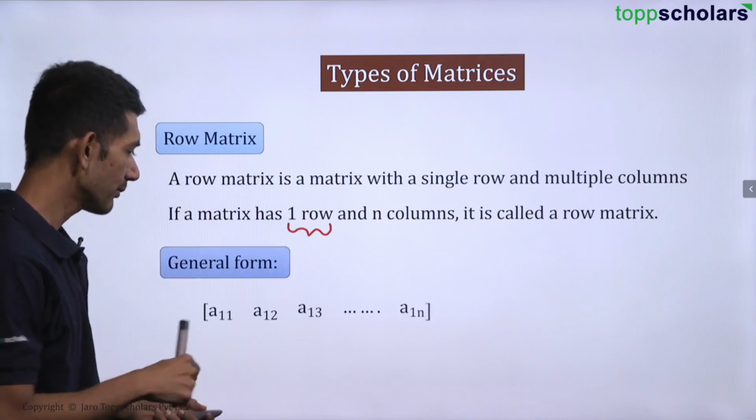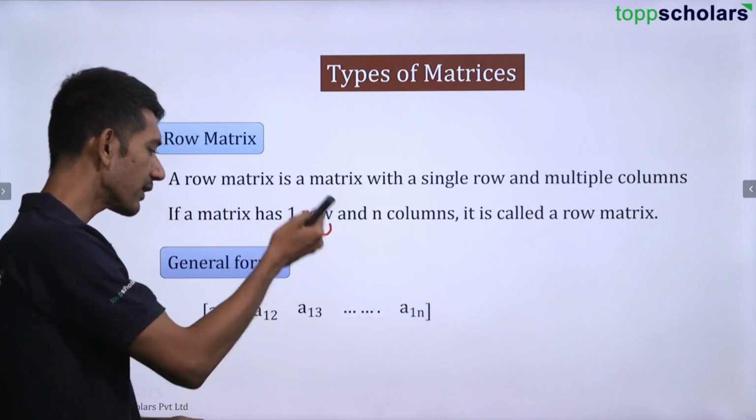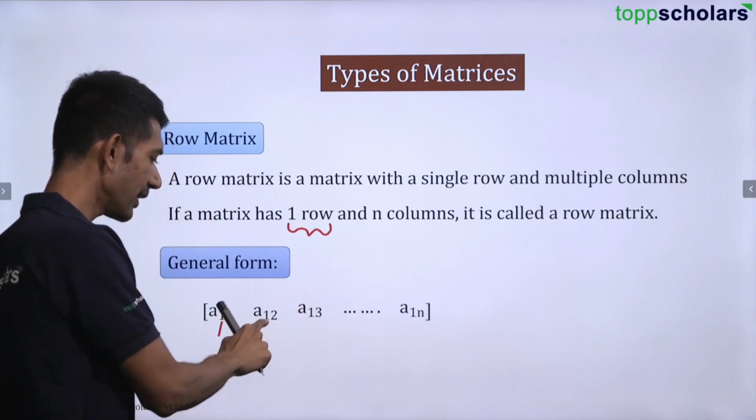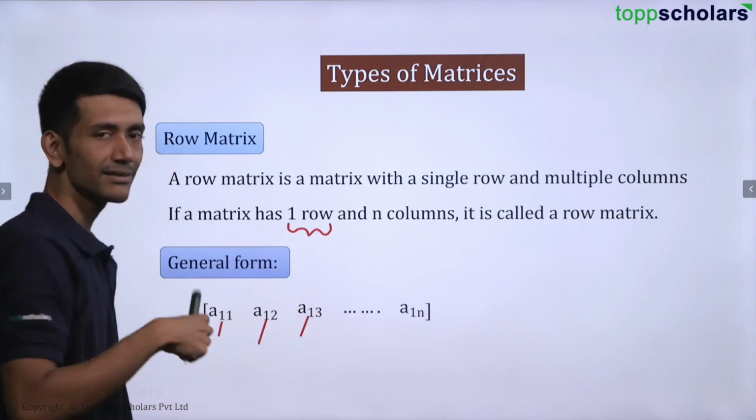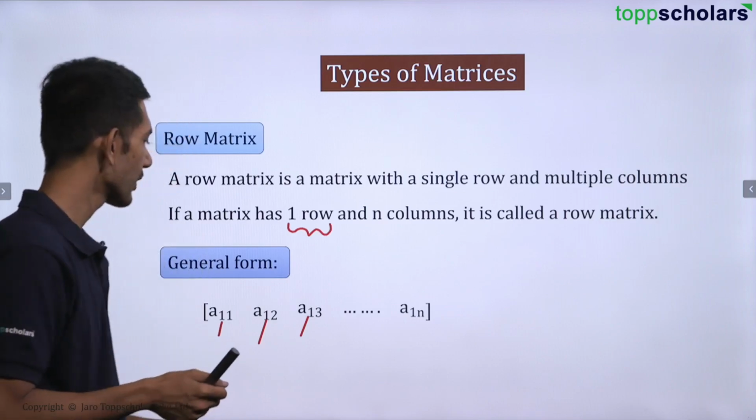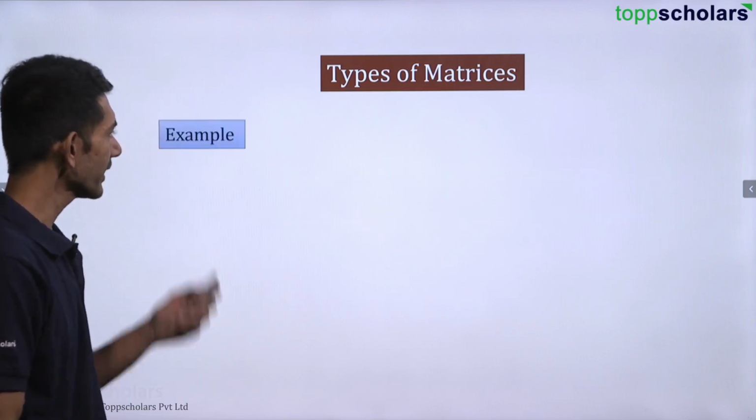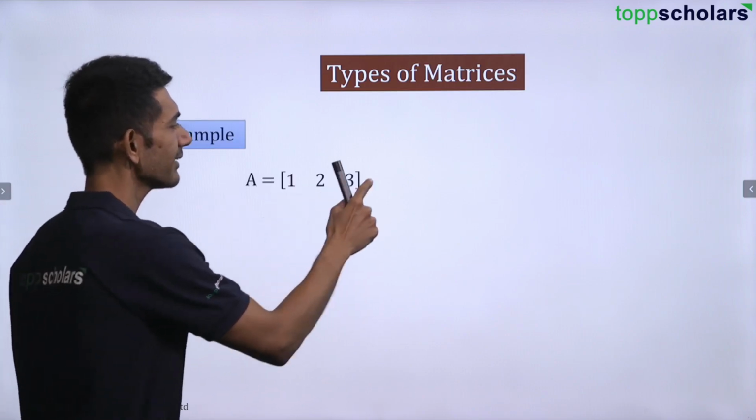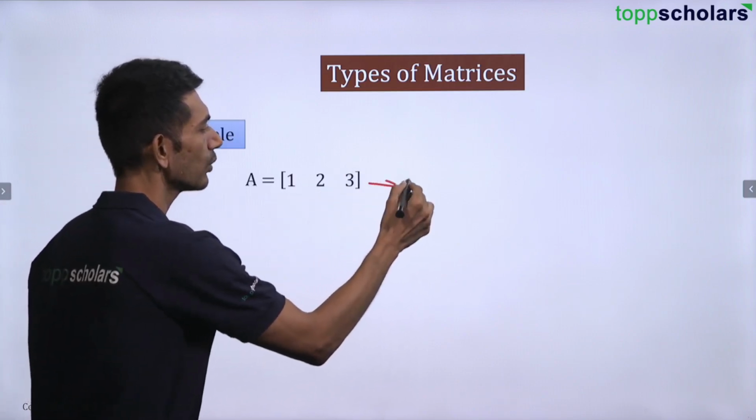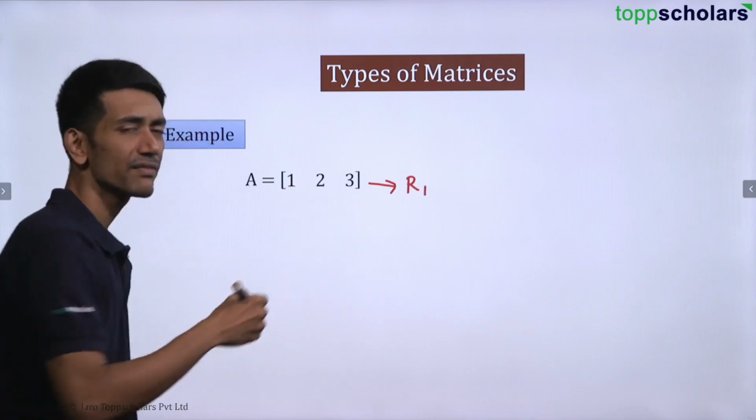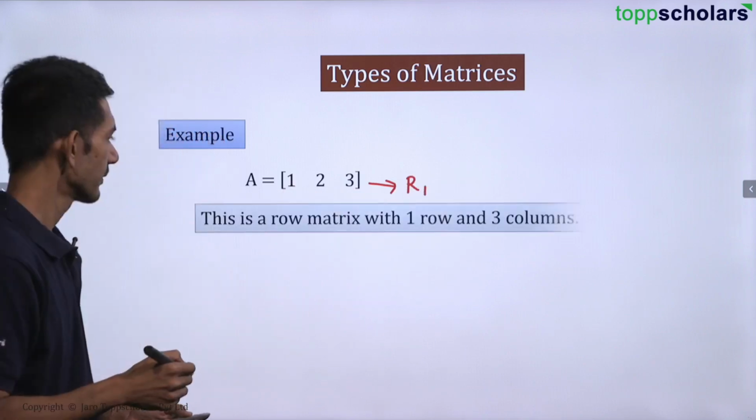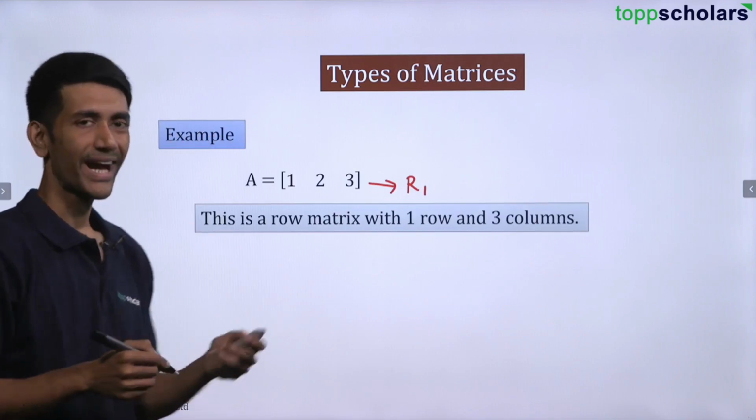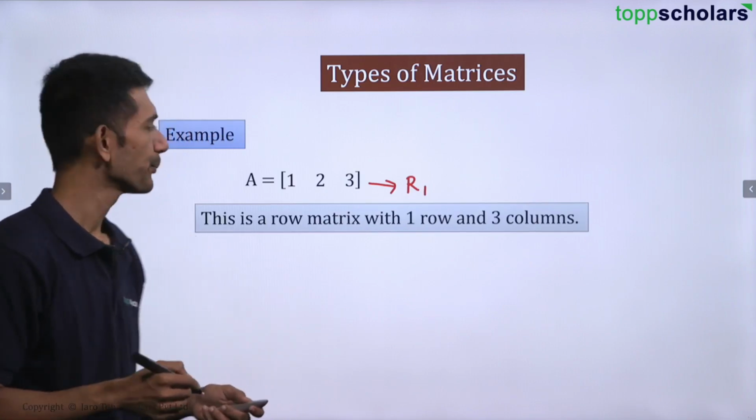The general form is like this: A11, A12, A13. You can see only one row. The columns are more than one, right? Okay, so here is an example. A is 1, 2, 3. Can I say there is only one row and that row is say R1? Columns are different, C1, C2, C3. So this is a row matrix with one row and 3 columns, right?